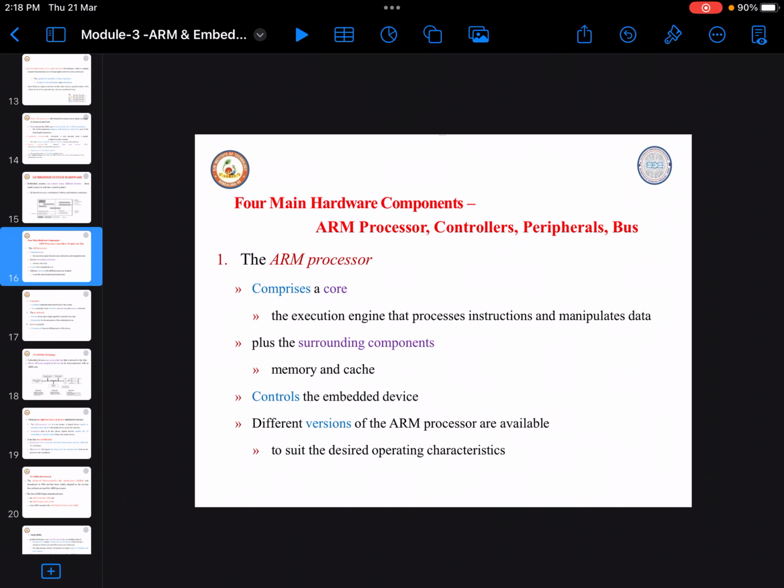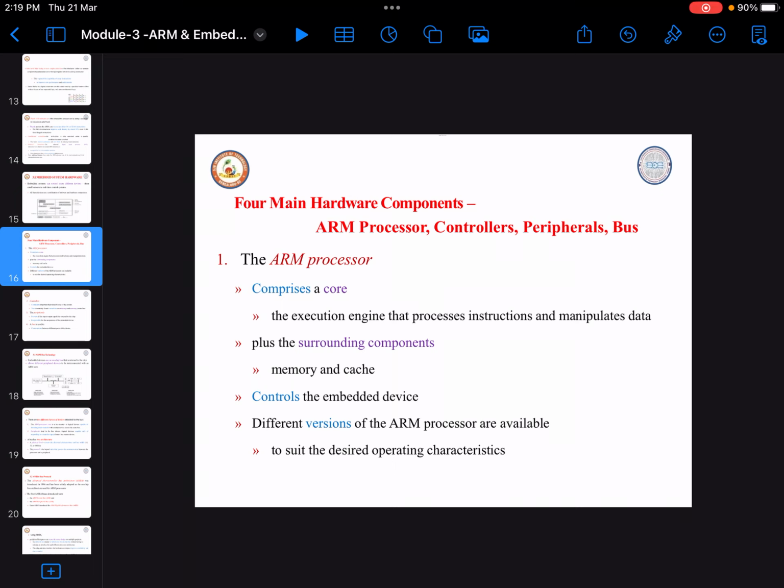So the four major components in any ARM hardware system, if you observe, are a processor, a controller, peripherals, and the bus. The ARM processor is the core execution engine that processes the instructions and manipulates the data, and it is surrounded by memory units, primarily the main memory and cache memory. The processor also controls the embedded device.